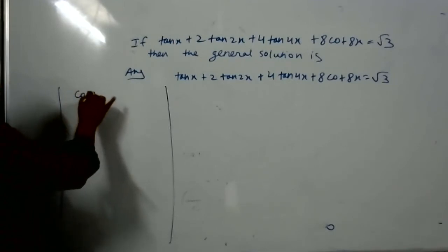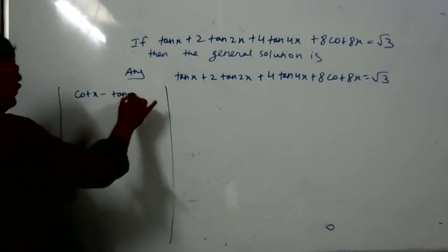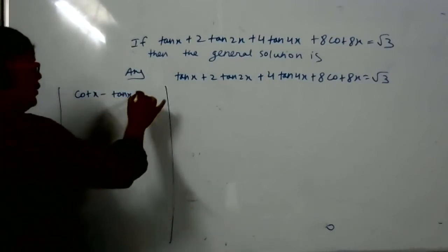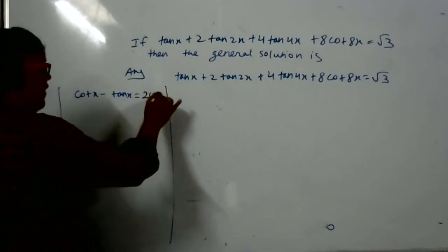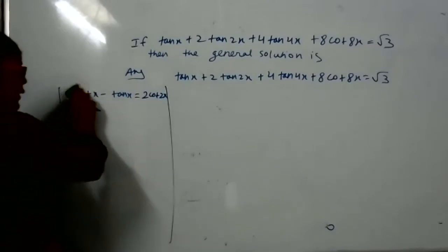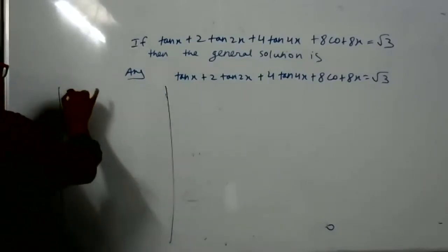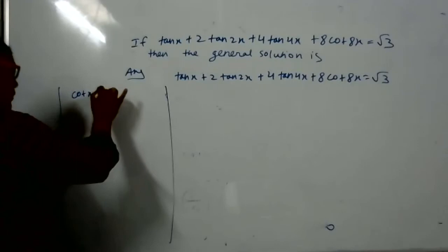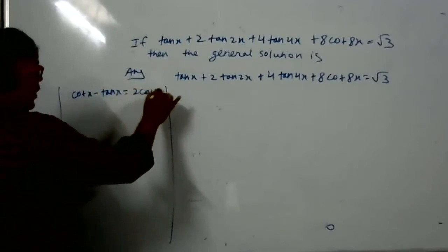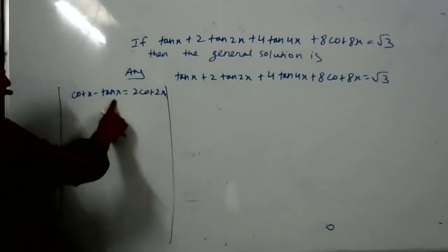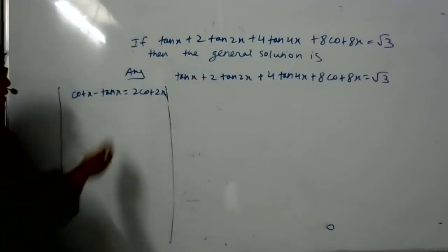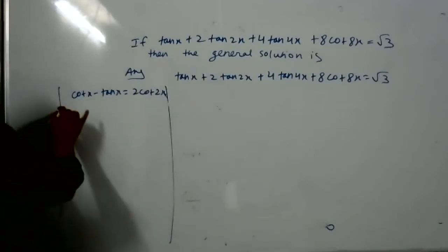Cot x minus tan x, how much? What is cot x minus tan x? It is equal to 2 cot 2x. Have I given this formula? No, sir. See, small formulas, one or two formulas which I didn't give, are used very rarely. So you can write this formula: cot x minus tan x is equal to 2 cot 2x. Like here it is used. If you don't know the formula, it becomes very difficult. How will I do the proof?